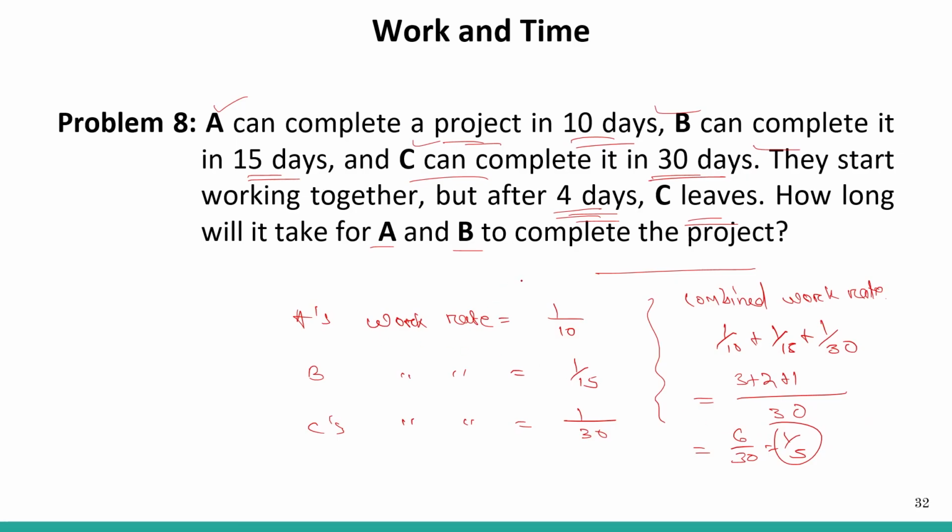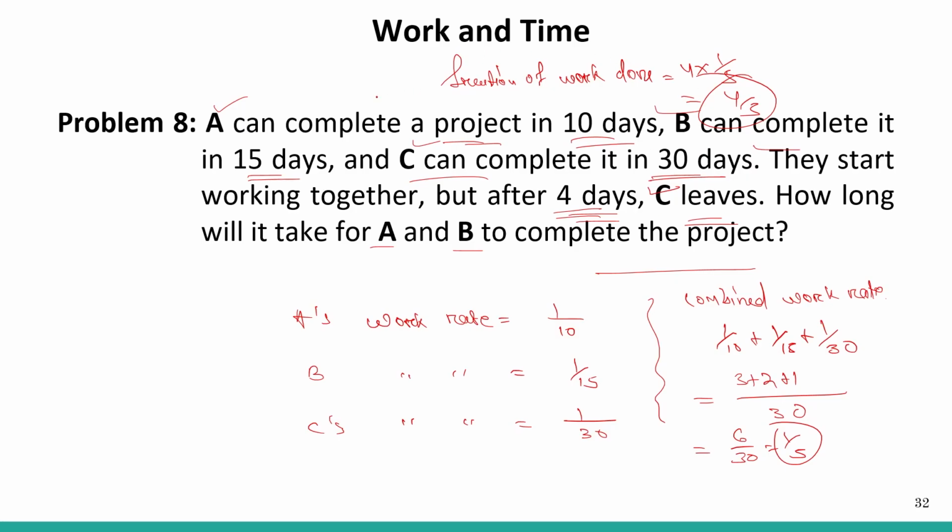Okay. So they continue the work for 4 days. So in 4 days, the fraction of work done is equal to 4 into 1 by 5, because in 1 day they complete 1 by 5th of that project. So this is equal to 4 by 5. So 4 by 5 of the work is now done. Now what happens is C leaves the team.